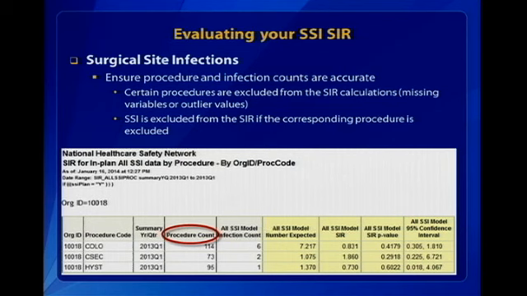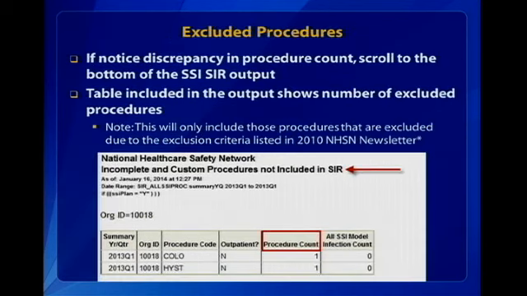So when you're looking at your output, if you notice that there's a discrepancy in the procedure count, scroll to the very, very bottom of the SIR output. There is a table called Incomplete and Custom Procedures Not Included in the SIR. And this table will show you each procedure, the procedure code, and any infections associated with it that were excluded from the SIR. And note that the procedures in this table are only showing those that were excluded due to the exclusion criteria in our 2010 NHSN newsletter. And this exclusion criteria is to alert you to potential data quality issues.